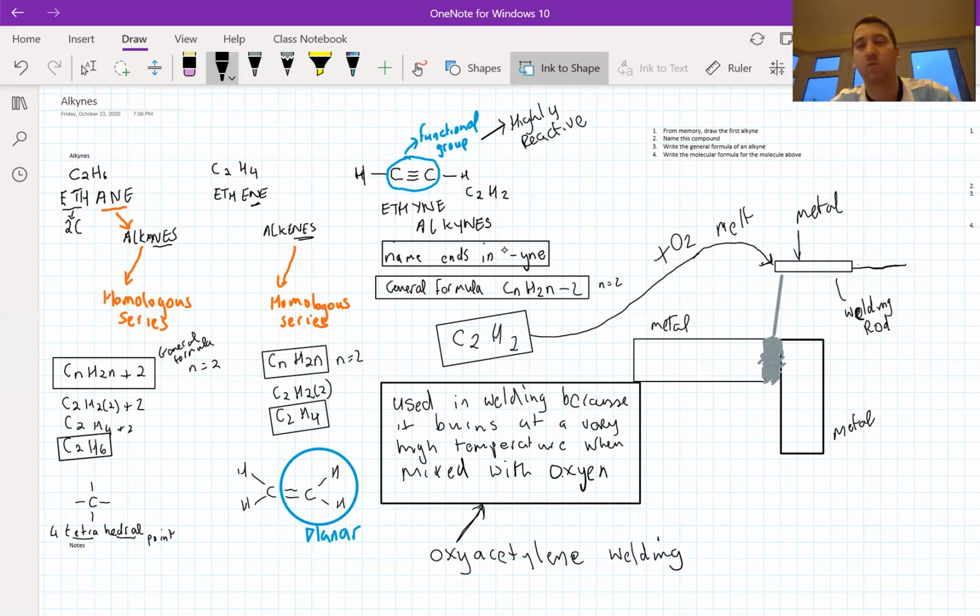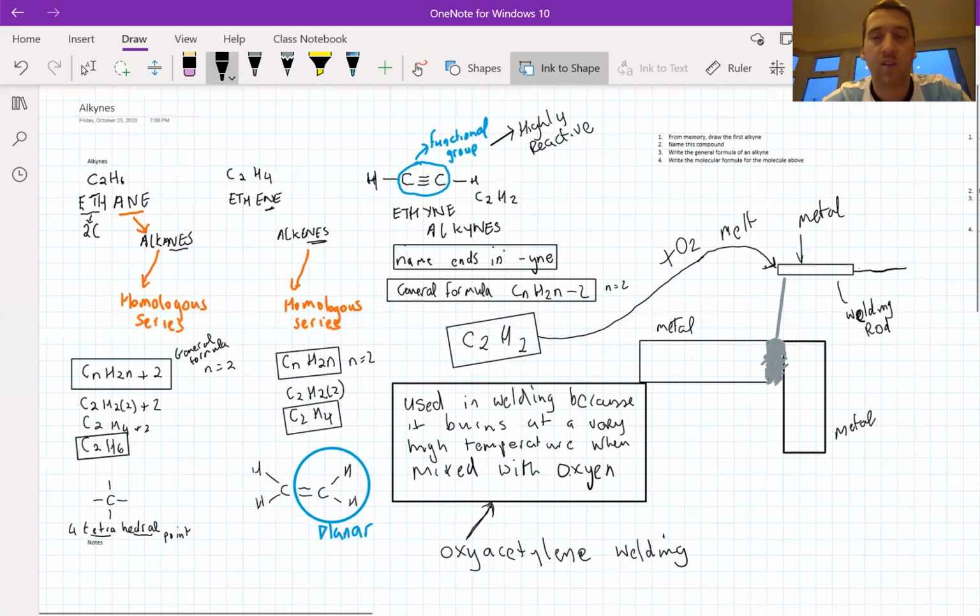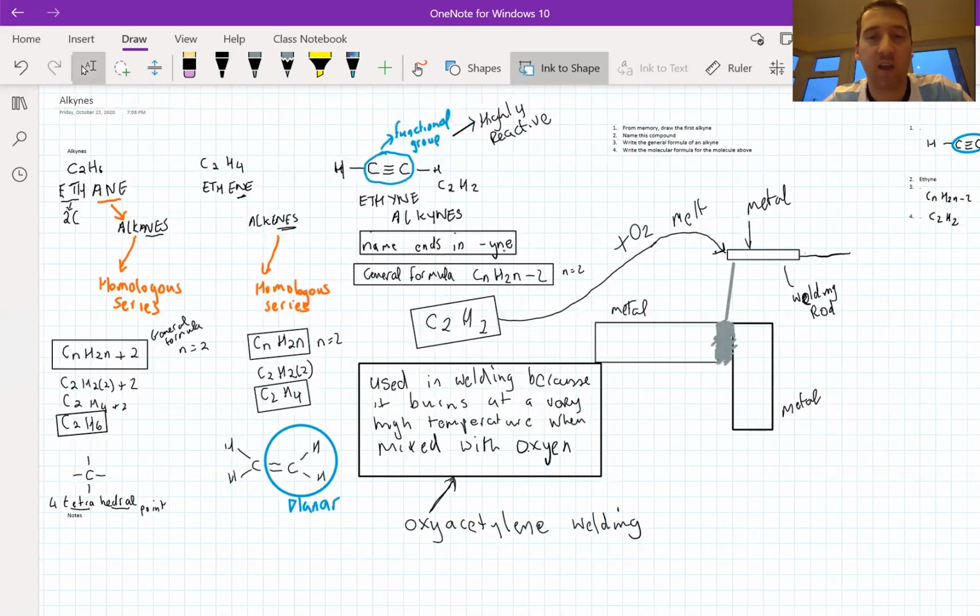But we're not going to worry too much about that name because it's a very old, outdated naming system. There's a much better, much more up-to-date naming system now. This particular chemical is now called ethine, but acetylene was its old name.